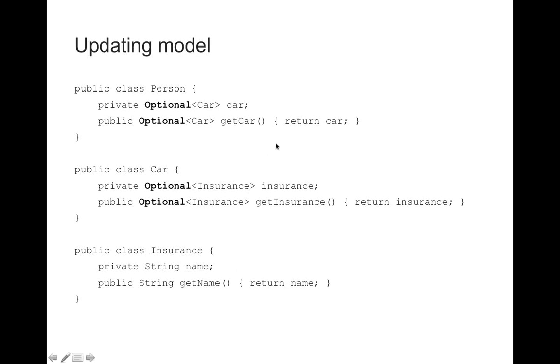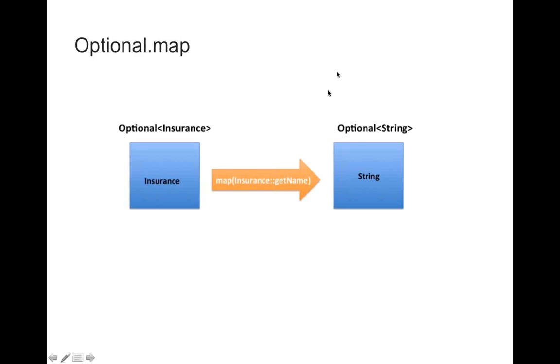So how can we refactor code now to use this new optional class? Well, there are several methods that are available to us. One of them is called map. So what map does is it takes as an argument a function on the value wrapped in the optional.